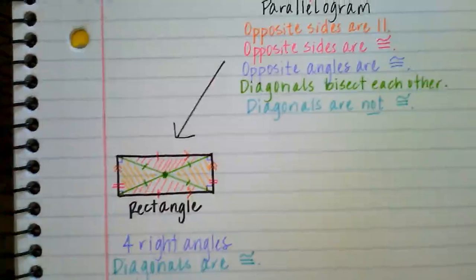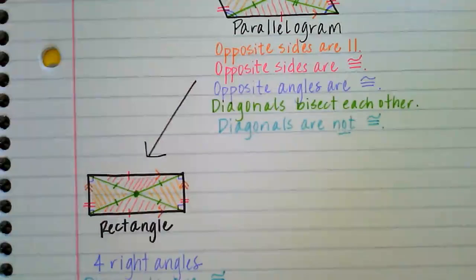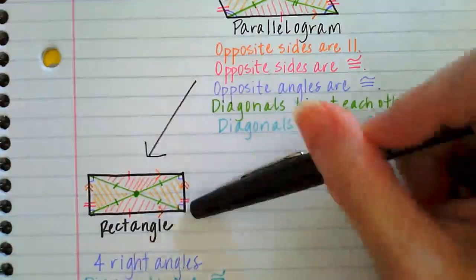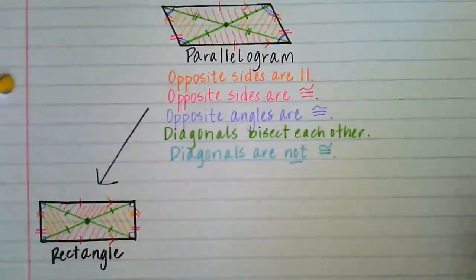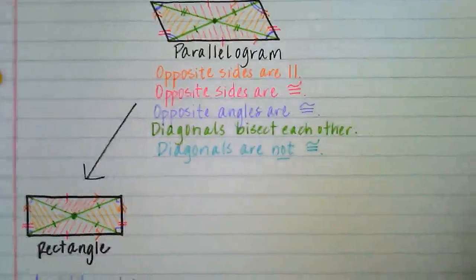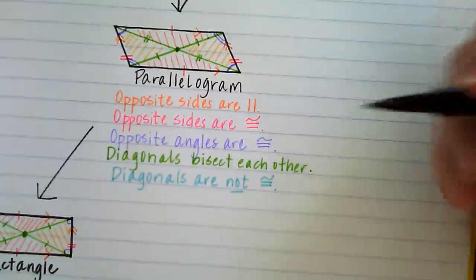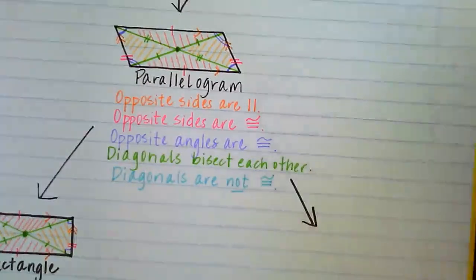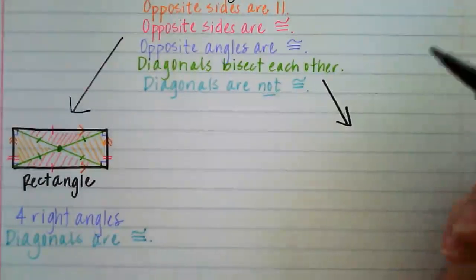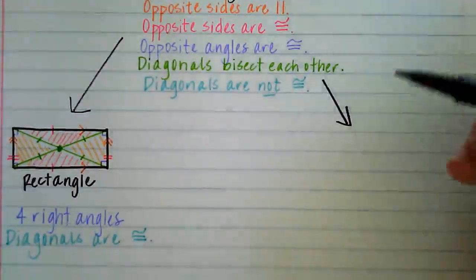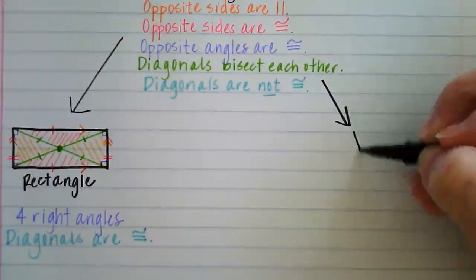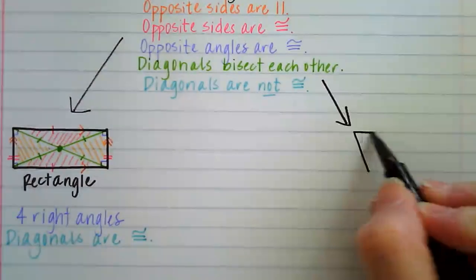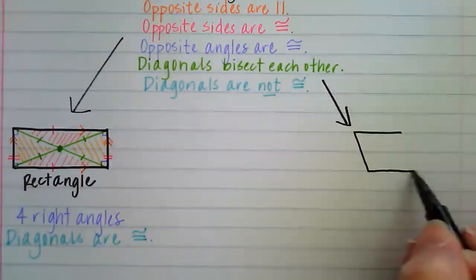All right, so going the other direction of a parallelogram, so related to a parallelogram, but not related to a rectangle, is the shape that we call the rhombus. All right, so I'm going to go down here. All right, so the rhombus is also a descendant of a parallelogram.